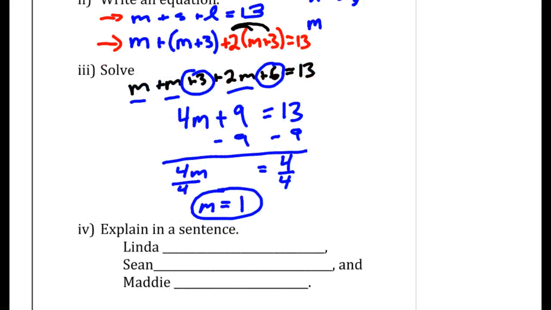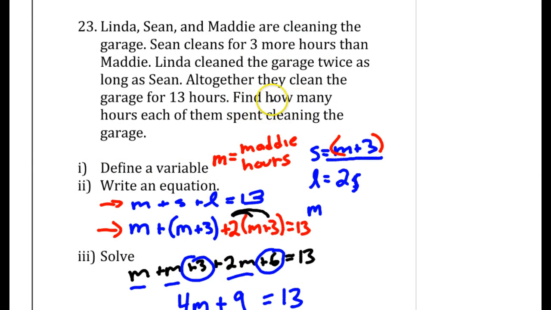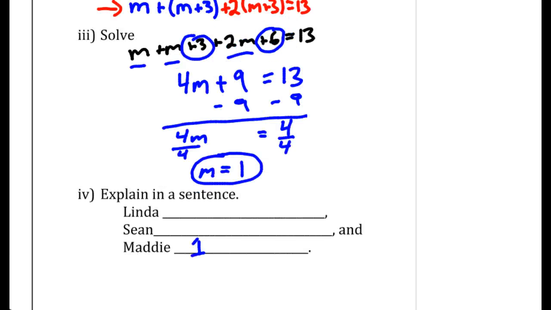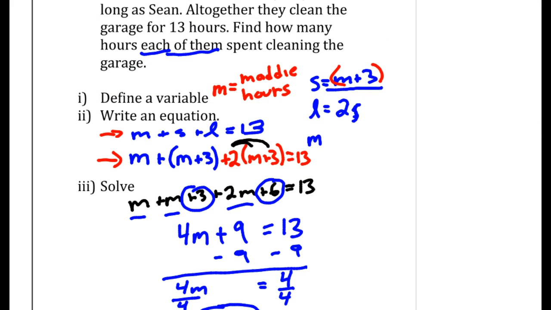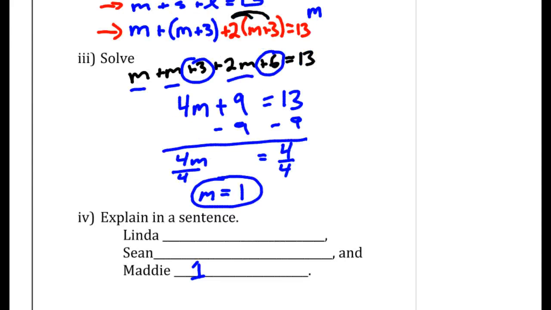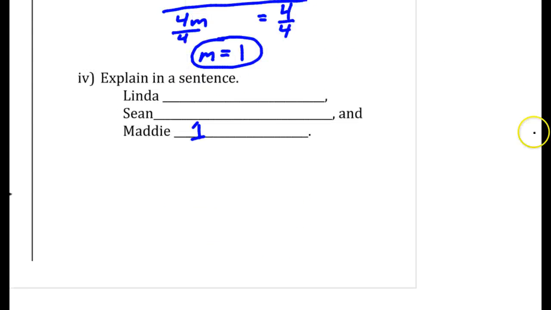Now this reminds you below, when you see all this, like, well, wait a minute, I got M equals 1. What's all this? Well, remember the directions say how many hours did each of them work? Each of them. So there's 3 people. We know only one of them right now. Maddie, M equals 1. And you can see this is why we define a variable at the beginning. M stands for Maddie hours. So when we get down here, we know, well, here my answer is only for Maddie. But Sean and Linda, let's go back to where we started. Sean is 3 more than Maddie. So Sean is going to be 4 hours.